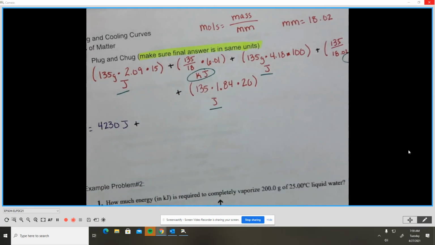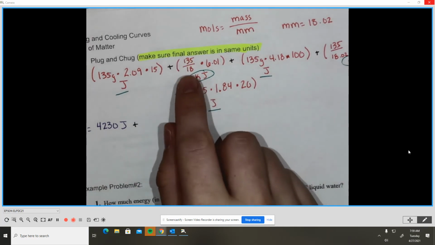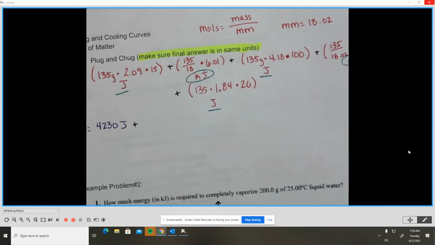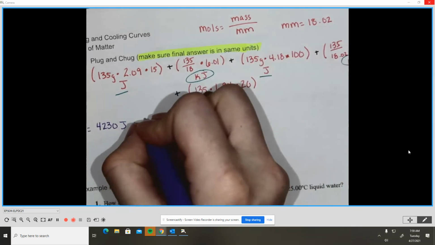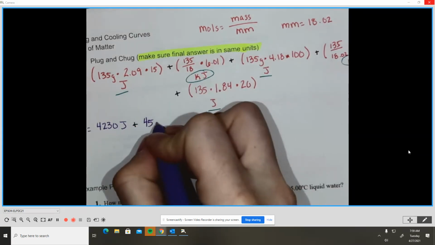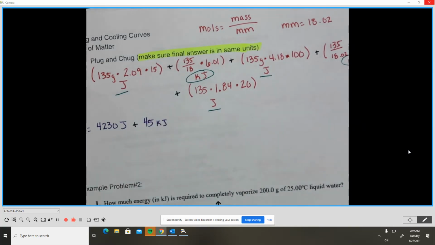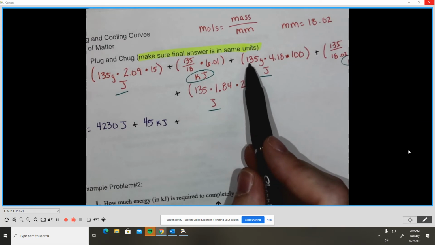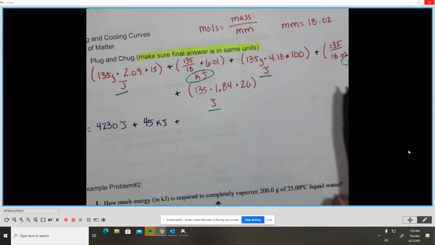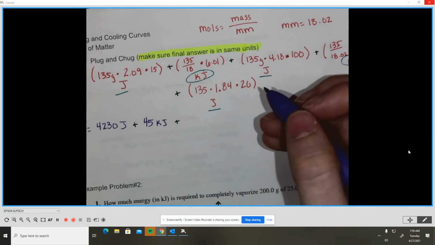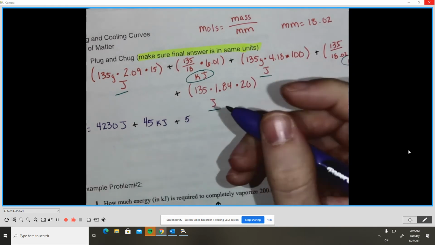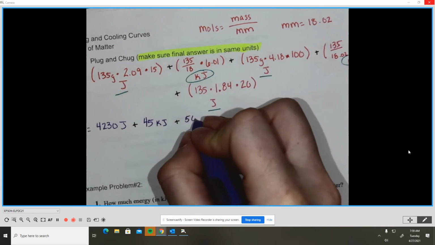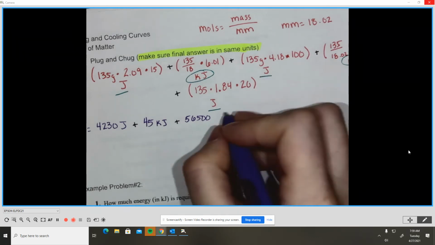Plus my second parenthesis, I'm going to take 135 divided by 18 times 6.01, and that gives me roughly 45. My unit for this one is kilojoules. Next, I've got my third set of parentheses, 135 times 4.18 times 100. That is going to give me 56,500. Unit is joules.